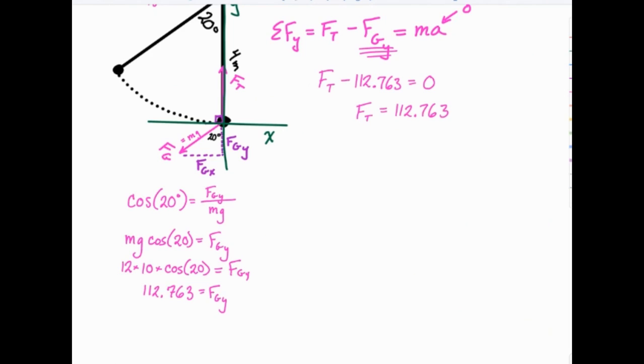112.763. Thinking about sig figs here, I did not give you very many sig figs, so I would not include all of the decimal places. I would just put Ft is equal to 113 newtons, and that would be your answer for the tension in that string. Now, unfortunately, that is not going to help us find our acceleration because our acceleration is perpendicular to that.